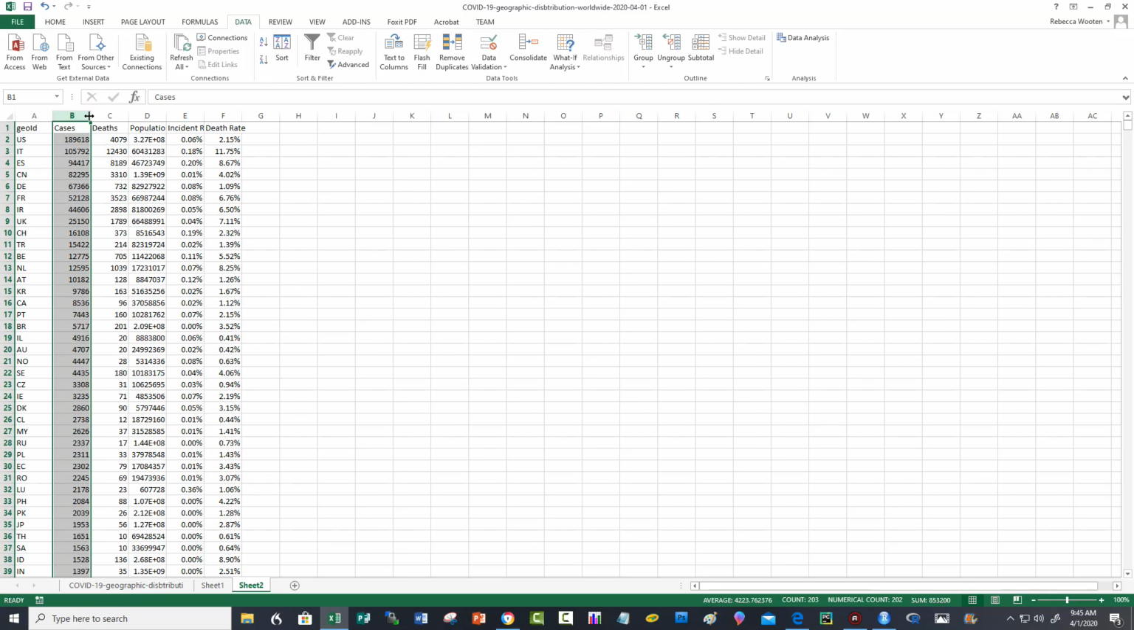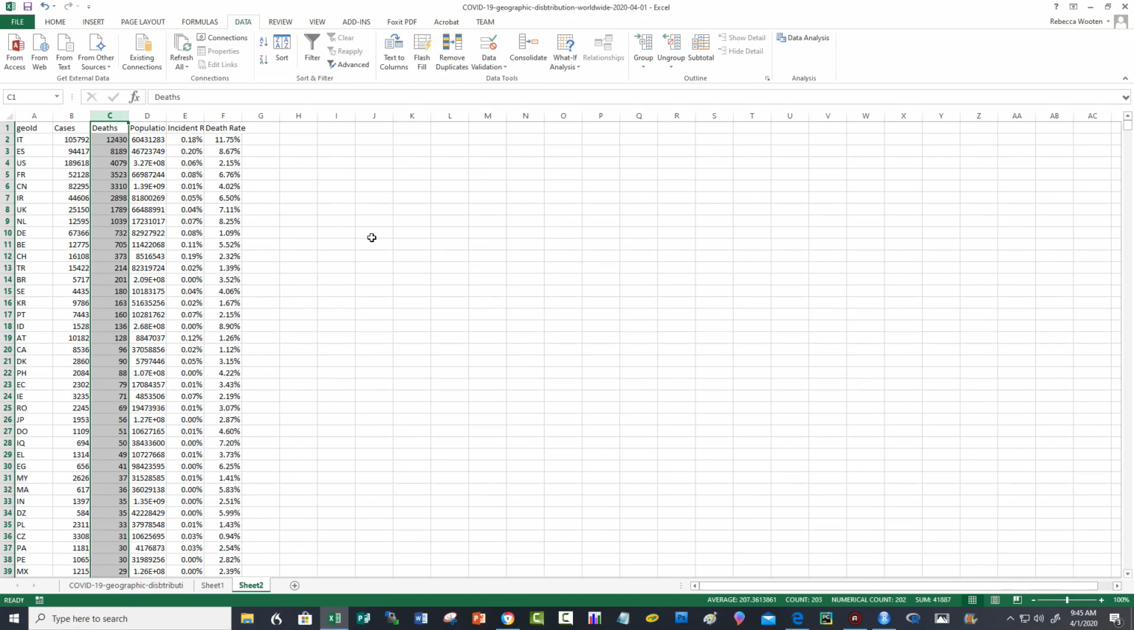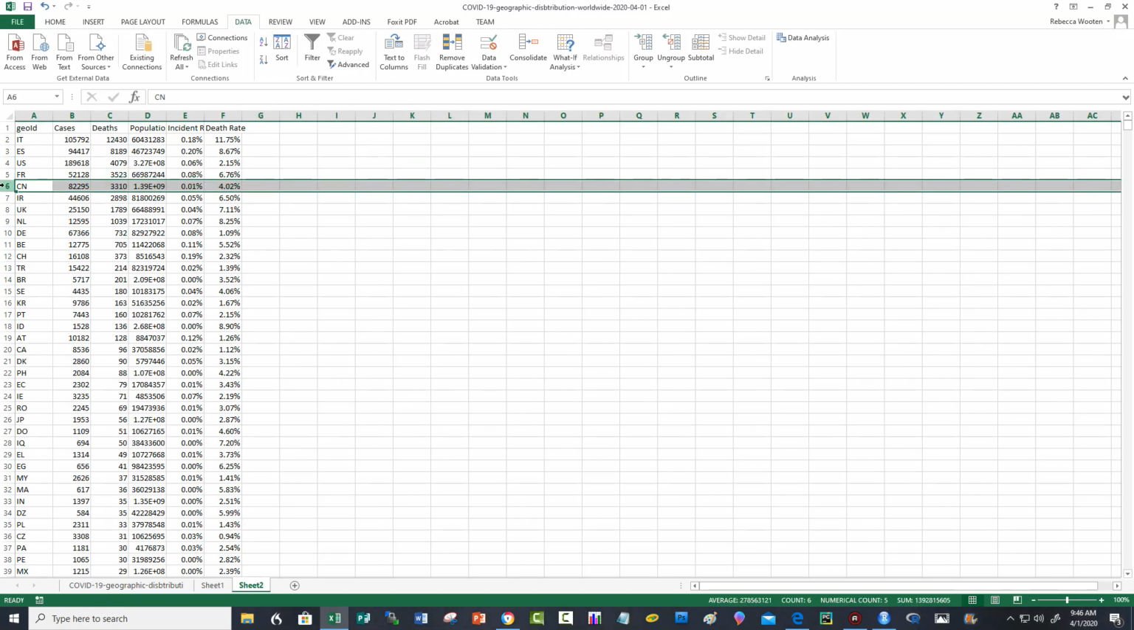So now let's do this in terms of death. As you see, it's not going to be the same. Italy has a lot more deaths than we do. So let's sort it this way. Yes, we do want it to expand everything. If you only sort the column you have selected, everything else stays the same and your data is no longer in tuples. So Italy, and China actually has it well under control. In terms of deaths, they're now ranked 5th.